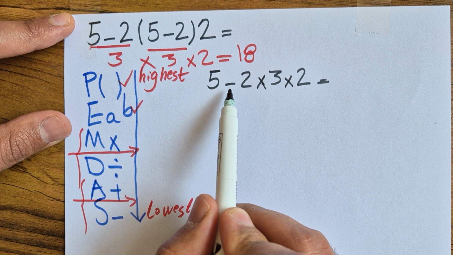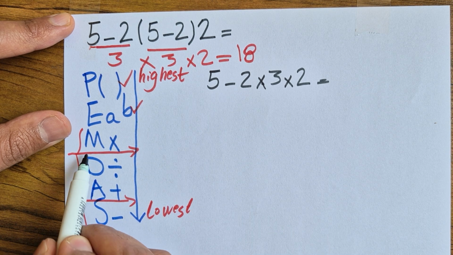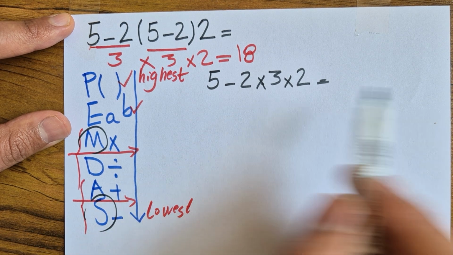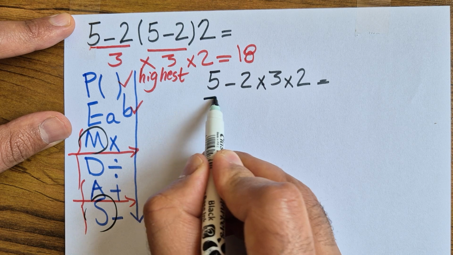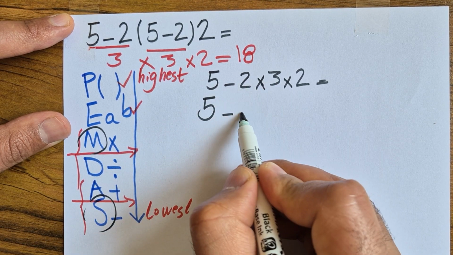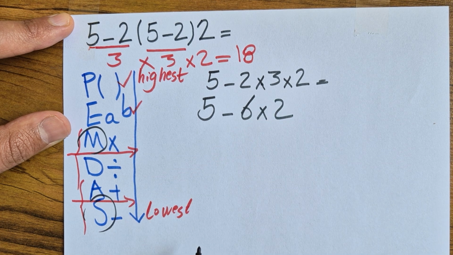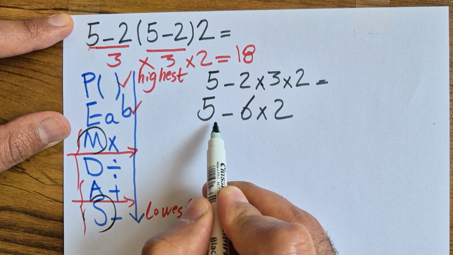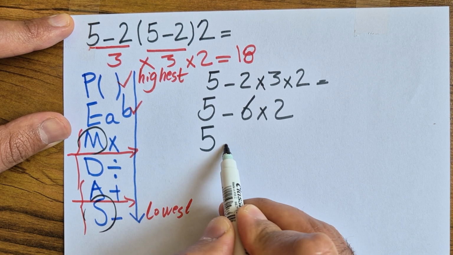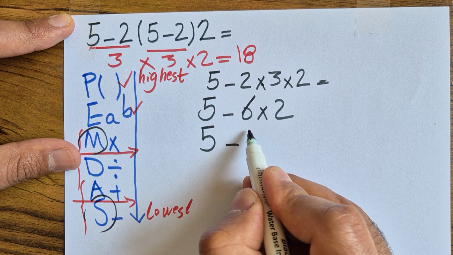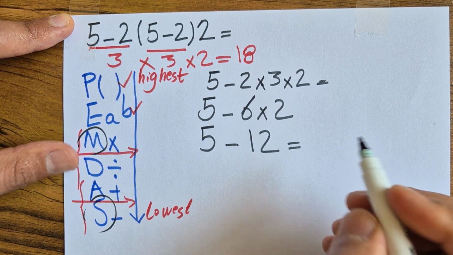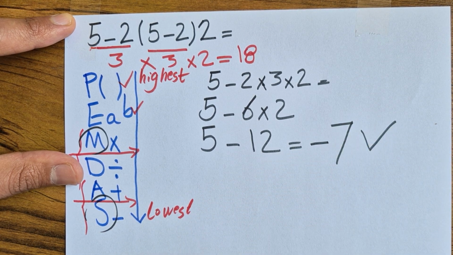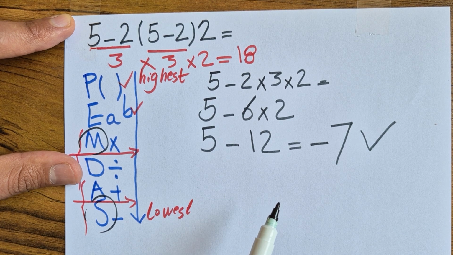We have multiplication and subtraction, but according to PEMDAS, multiplication has a higher priority than subtraction. We must do multiplication at first. So let's write it again. 5 minus 2 times 3 gives us 6, and then times 2. And then we have another multiplication, and we must do this at first before the subtraction. So 5 minus 6 times 2 gives us 12, and 5 minus 12 is minus 7, and that's the only answer according to the correct order of operations.